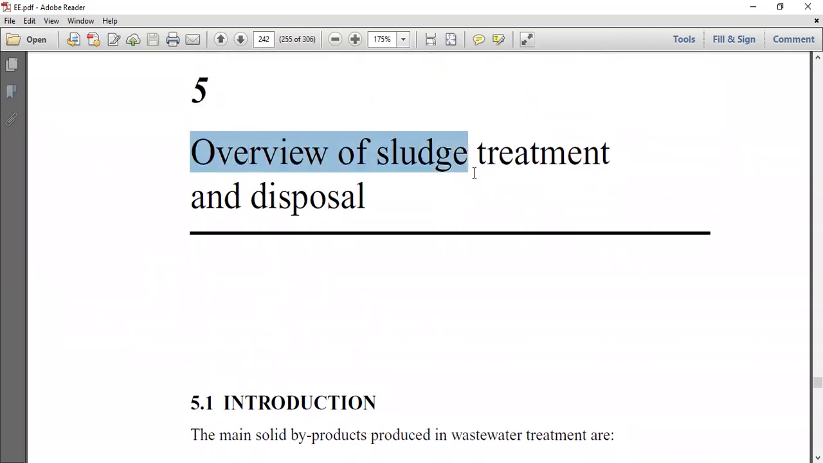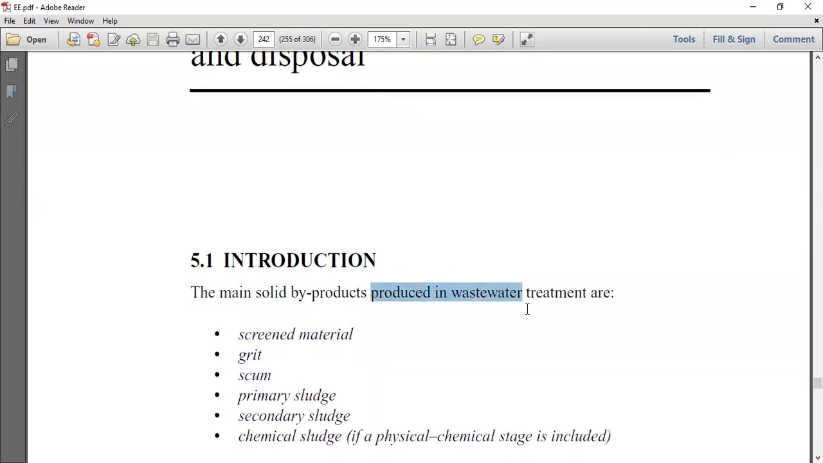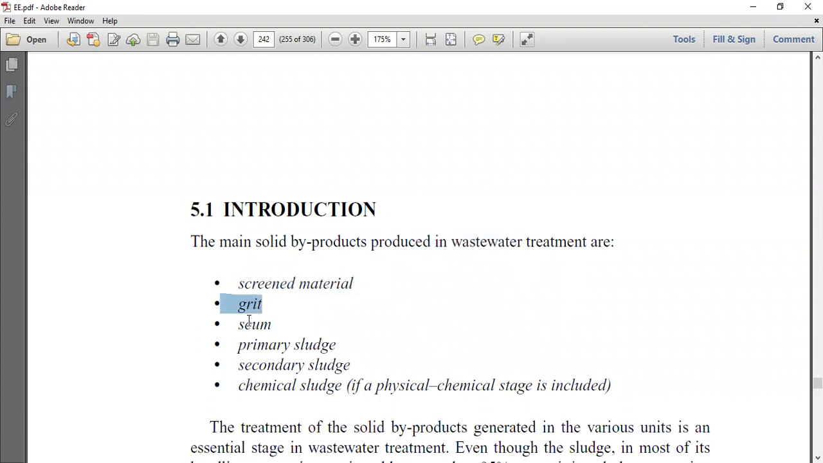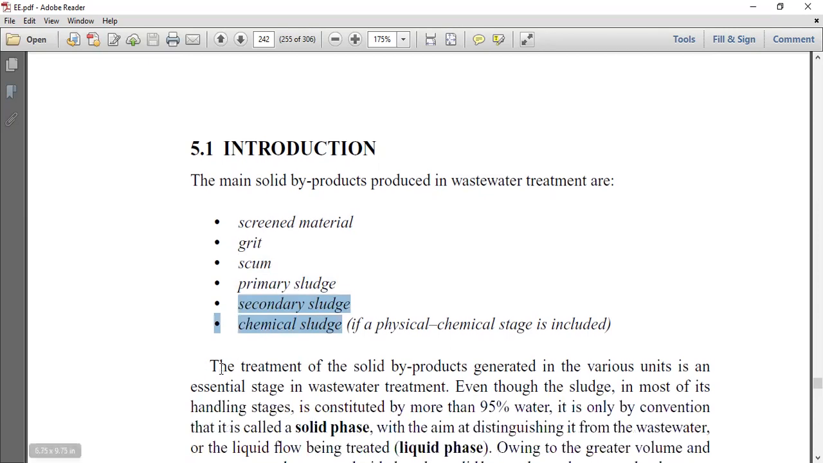So our last topic is the overview of sludge treatment and disposal. The main solid byproducts produced in wastewater treatment are the screened material, waste from primary sludge, secondary sludge, and the chemical sludge. The treatment of the solid byproducts generated in the various units is an essential stage in wastewater treatment. Even though the sludge in most of its handling is constituted by more than 95% of water, it is only by convention that it is called a solid waste, with the aim of distinguishing it from the wastewater, that is called a solid phase.